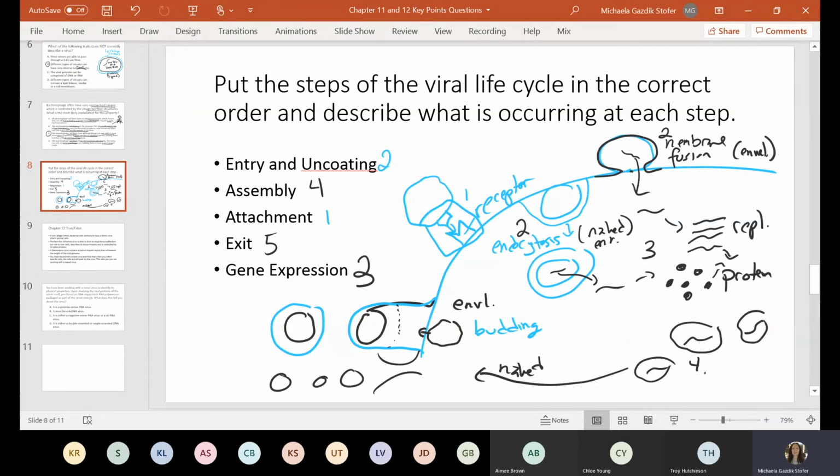Going to pause there for a second. We're going to get into the differences between the DNA and the RNA viruses. But does anyone have questions about the differences between naked and enveloped and how they get in or how they get out, or these overall steps?